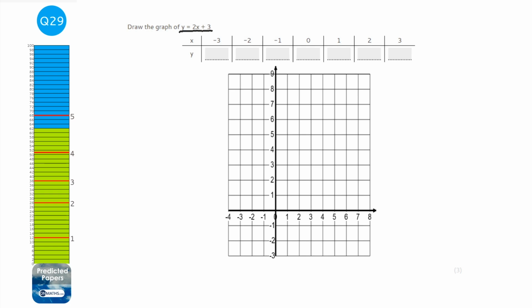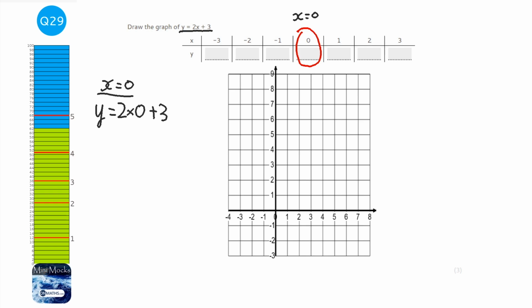The first number I'm going to start with is 0, and this, what I'm circling now, is going to be a coordinate to plot on our graph. So the top number, the 0, is the x, so this is when x equals 0. And what I'm going to do is I'm going to feed that into my equation. So when x equals 0, y equals 2 times x, so 2 times 0 plus 3. 2 times 0 is just 0. So y equals 3. Now you don't need to do this working out for every single number, but I'm just doing it to show you how I'm getting to the y.